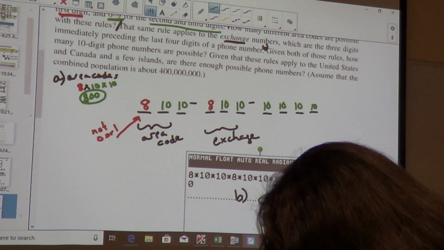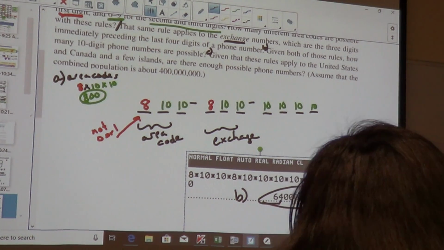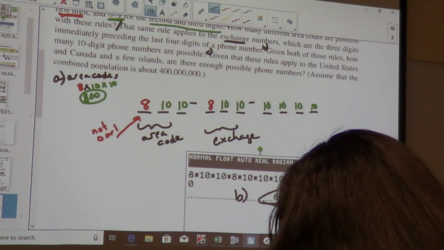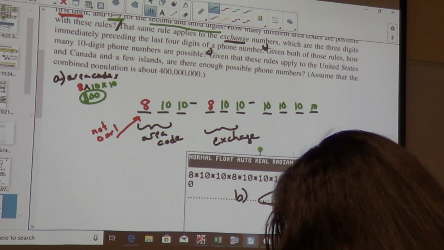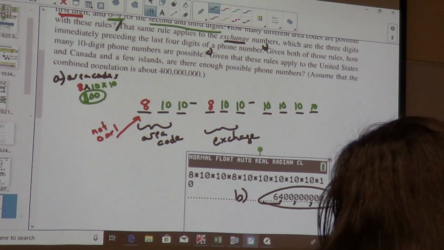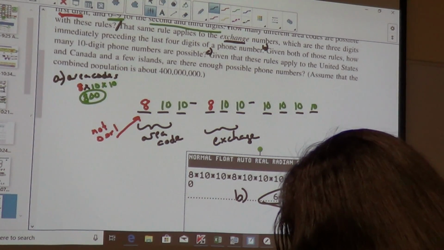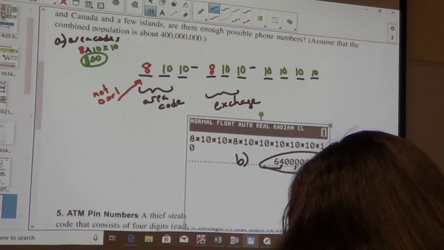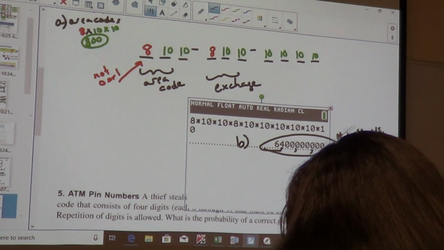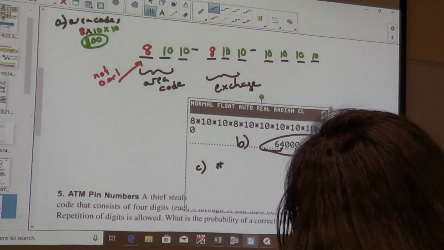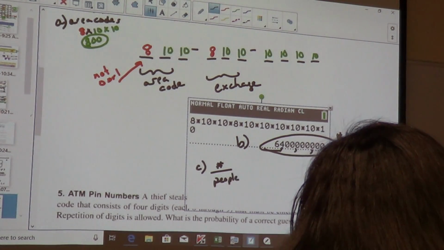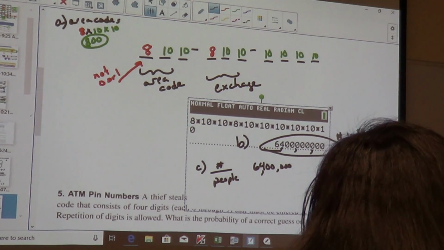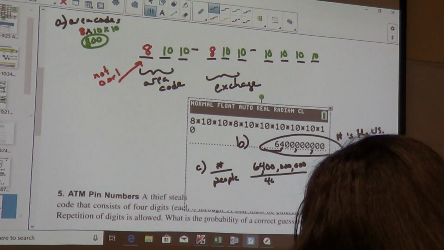Now, C says, given these rules apply to the U.S. and Canada and a few islands, are there enough possible phone numbers? Assume that our population is 400 million. So how would I figure that out? That's 6 billion, right? So if I do numbers divided by people, 640,000,000 divided by 400.